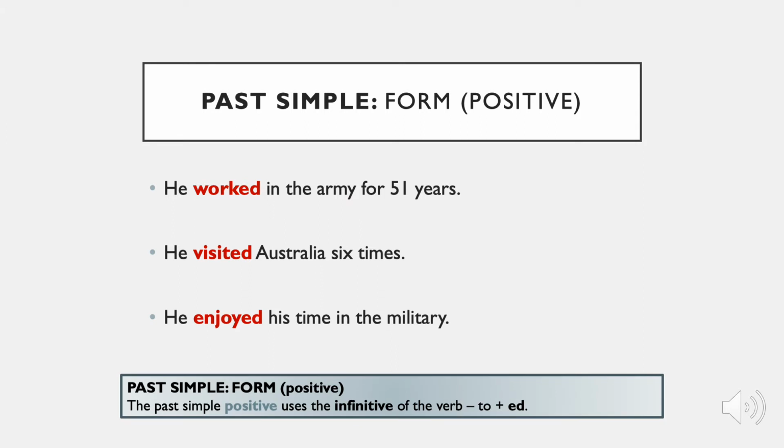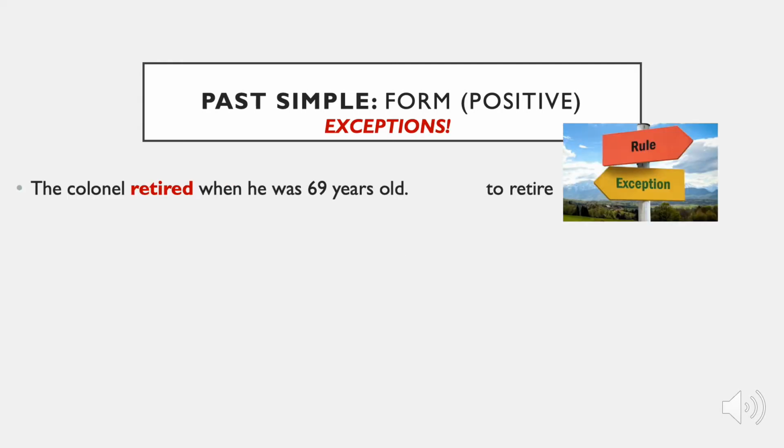This is the regular rule, but there are a few exceptions, and these will be discussed in the next slide. Let's take a look at this sentence. The colonel retired when he was 69 years old. What does the infinitive end in? So, to retire. Correct, it ends in an E. And if the infinitive ends in an E, you only add a D to the verb. Dus dan moet je enkel de letter D nog toevoegen aan het werkwoord. So, to retire becomes retired, and to decide becomes decided.